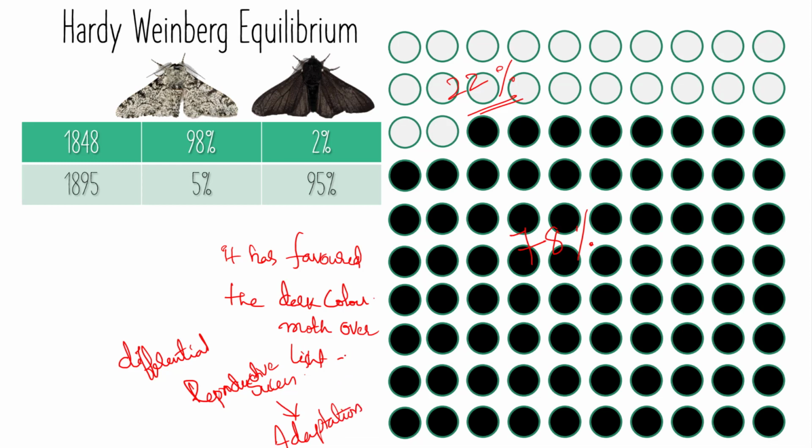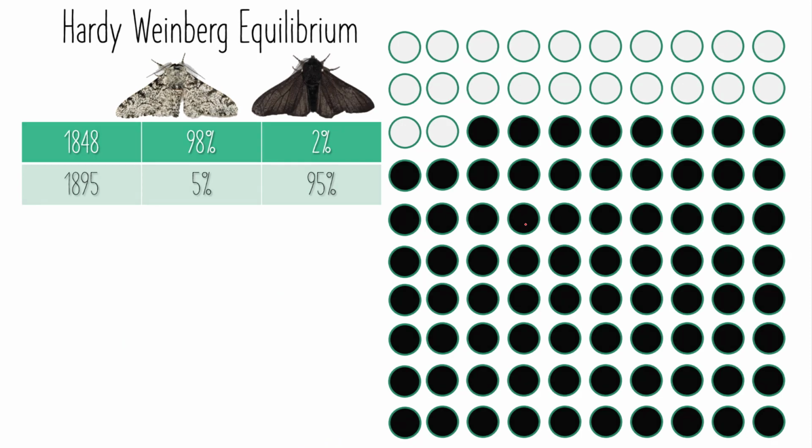So this is how the Hardy-Weinberg equilibrium shows you, over a time period, how the gene pool has shifted from a majority of light colored peppered moth allelic frequency to dark colored. Even though the light color is not eliminated, it has 22% of the allelic frequency compared to the 78% of the dark color allelic frequency.